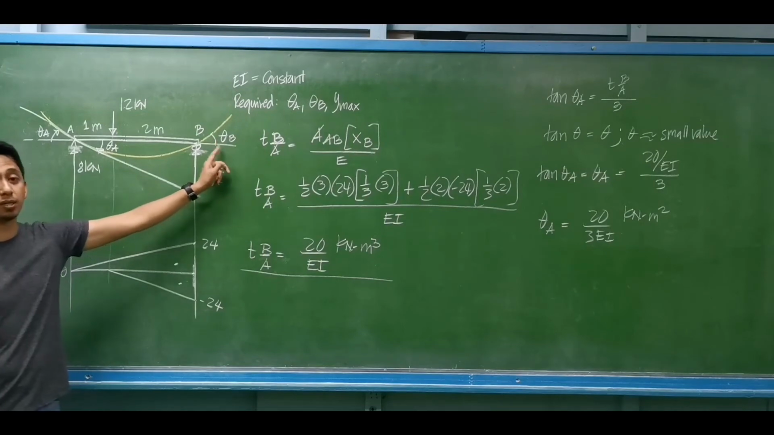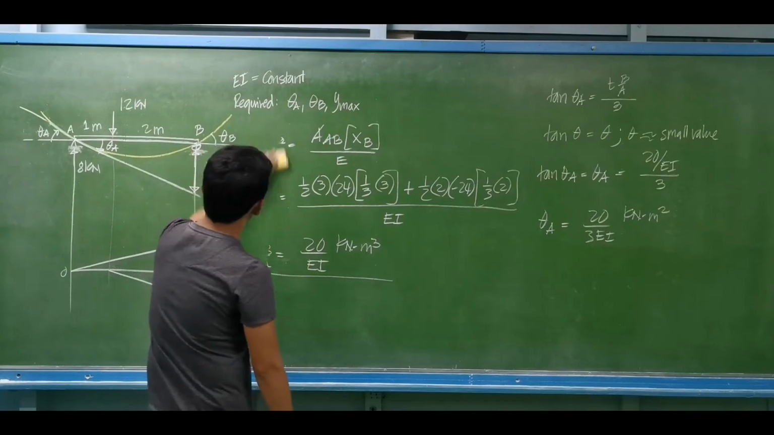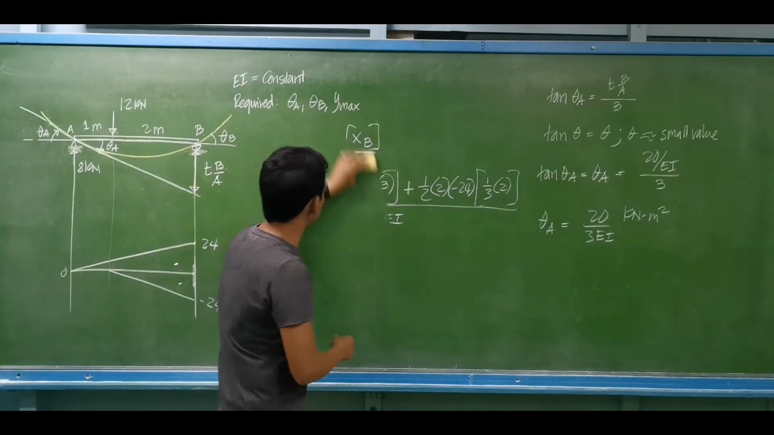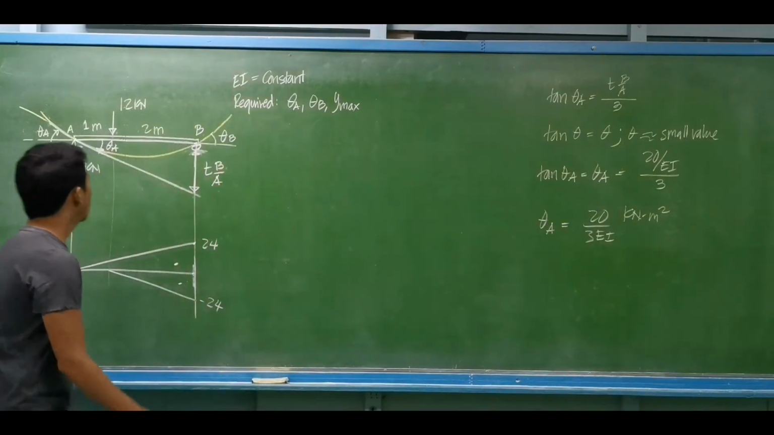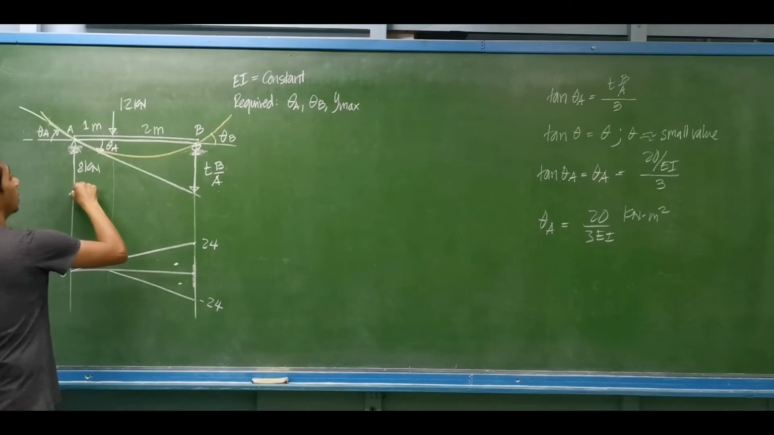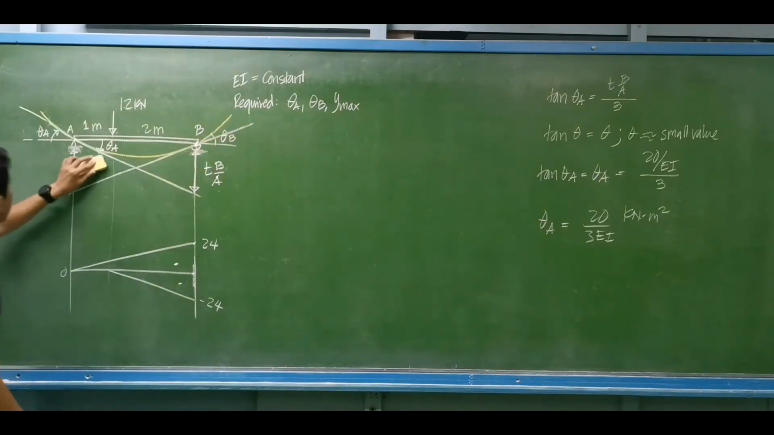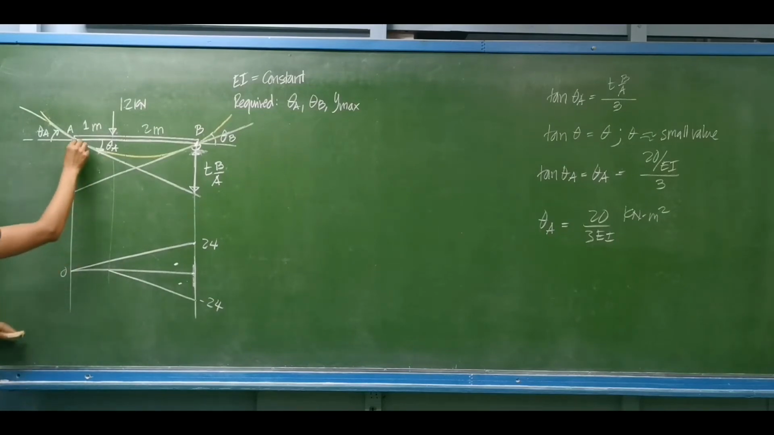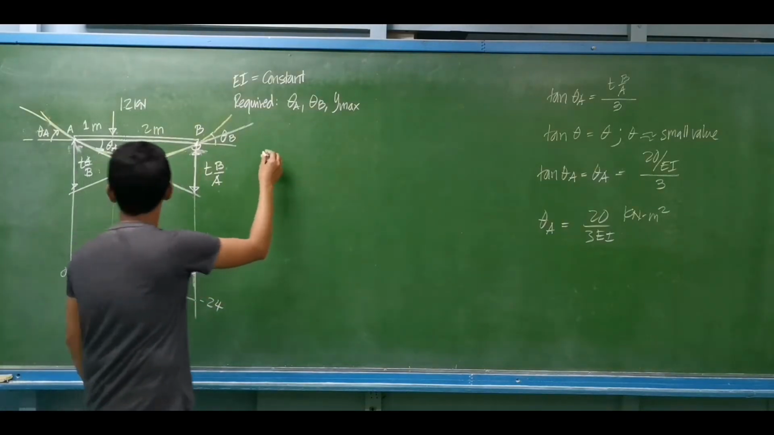So how to compute for the rotation at B? For the rotation at B, we have to do the same procedure. Let's repeat what we did in computing the rotation at A. All we have to do is draw a tangent line at point B, passing through point B. We call this distance from the elastic curve towards the tangent line the deviation from B to A.